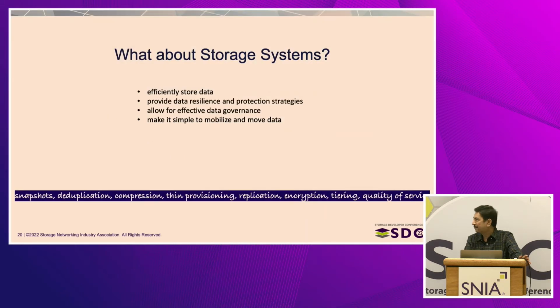Storage systems have been around for quite some time, serving mission critical applications and whatnot. They do efficiently store the data, provide data resilience, protection strategies, everything, right? And all these features: snapshot, deduplication, compression, tiering, thin provisioning, encryption, everything. So quite robust. People are building other kinds of storage now, which is fine. But if you have something available, why not use that within your ecosystem?